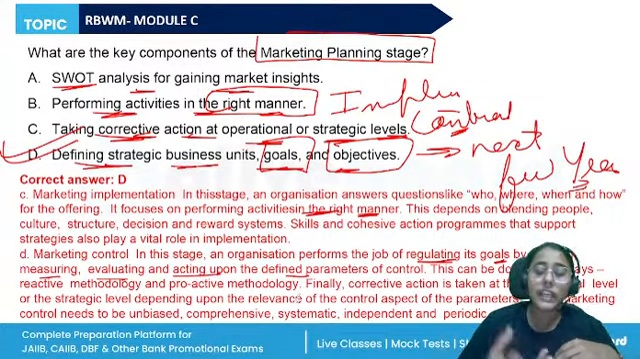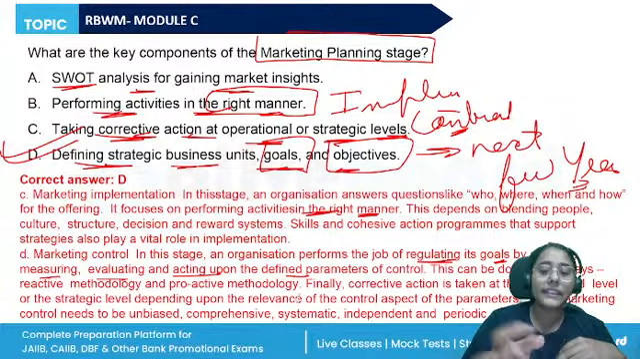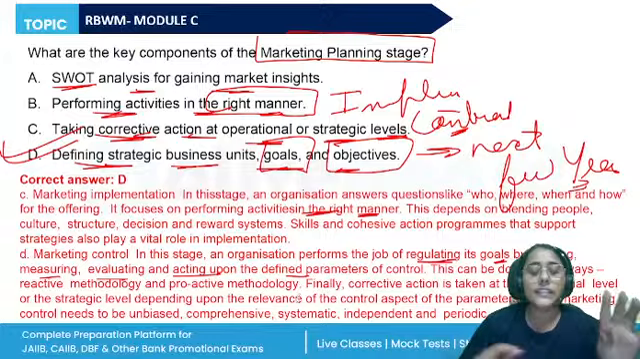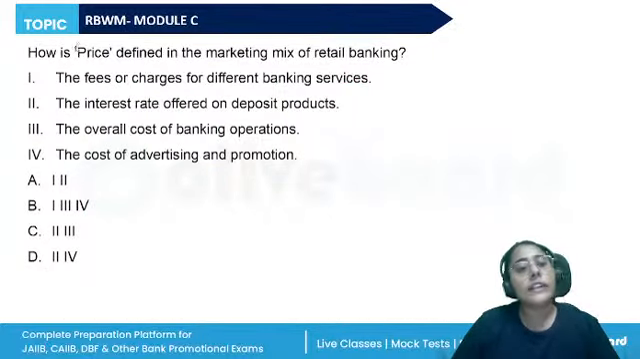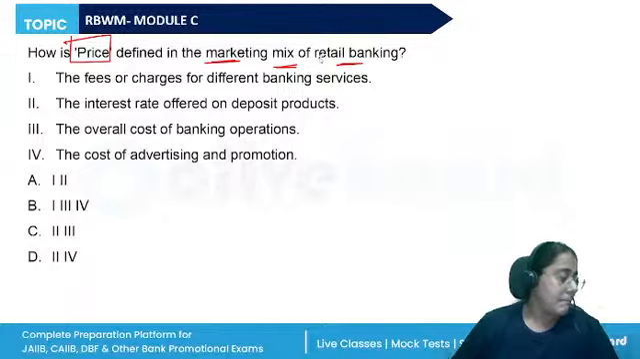Reactive methodology: after the event actually occurs, then we will take the corrective action. All right. So remember the characteristics of all the stages, all the four stages. Next question. How is price defined in the marketing mix of retail banking?